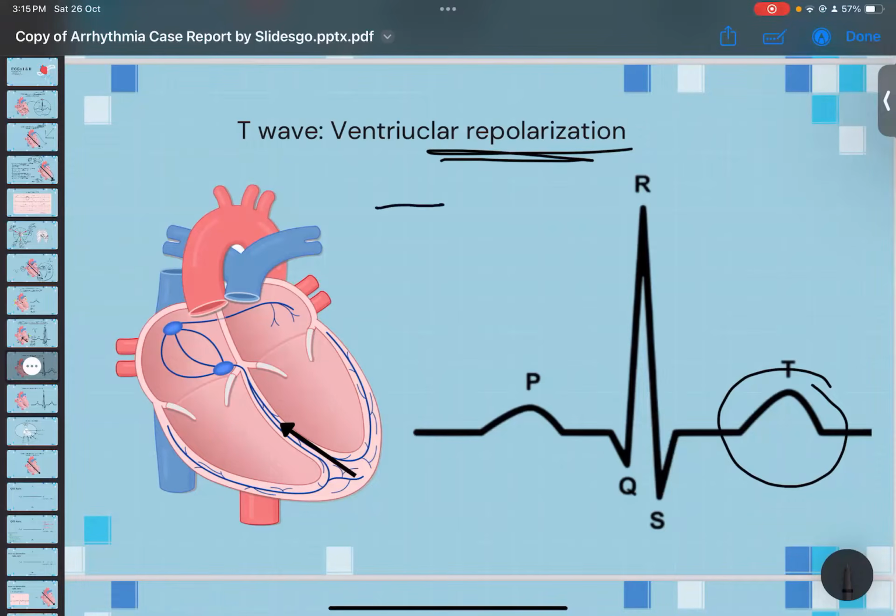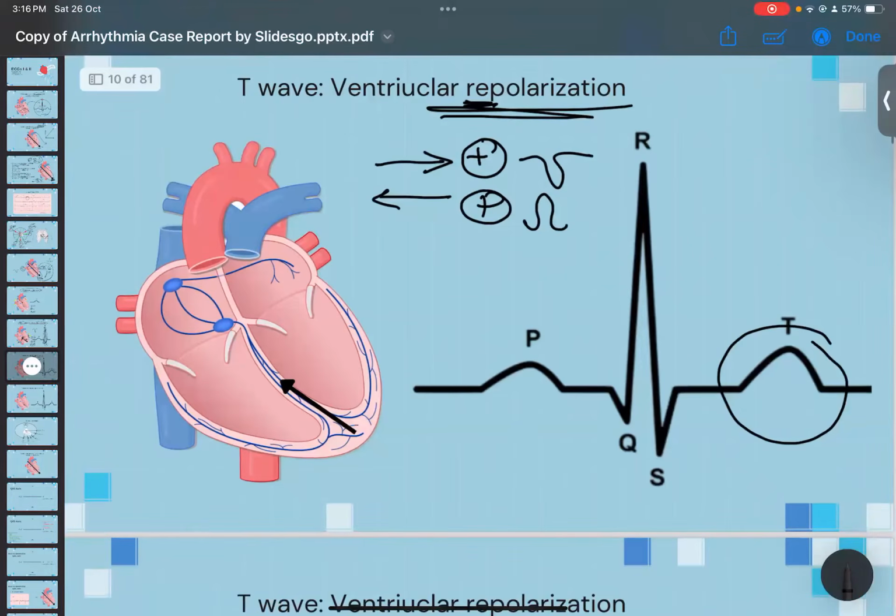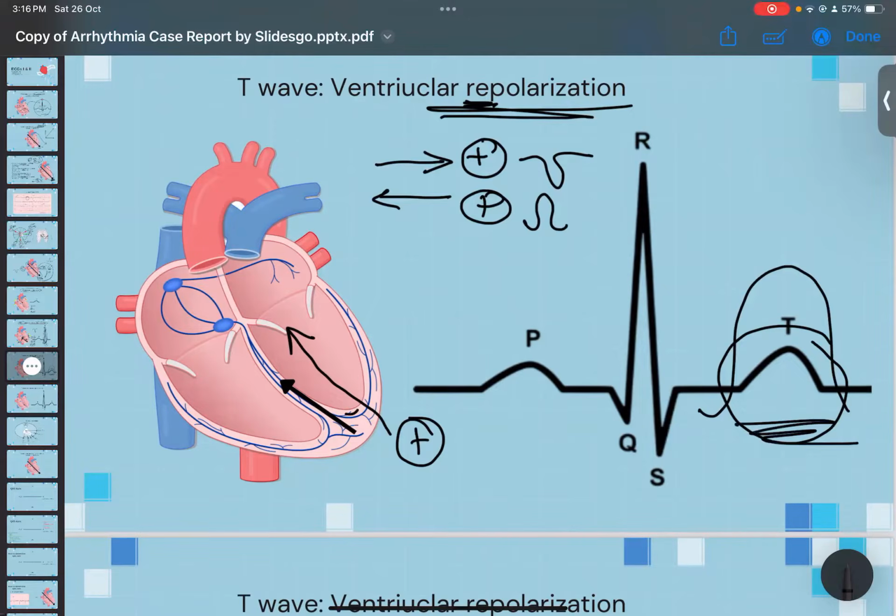If a wave of repolarization is going towards a positive electrode, it is going to have a negative or a downward deflection. If a wave of repolarization is going away from a positive electrode, it's going to have a positive or an upward deflection. And as you can see, the ventricles repolarize in this manner. So they're going away from the positive electrodes, and that's why there's going to be a positive deflection, which is signified by this T wave.